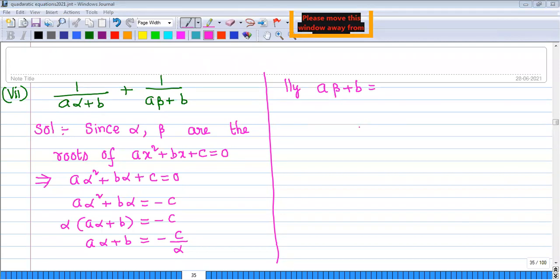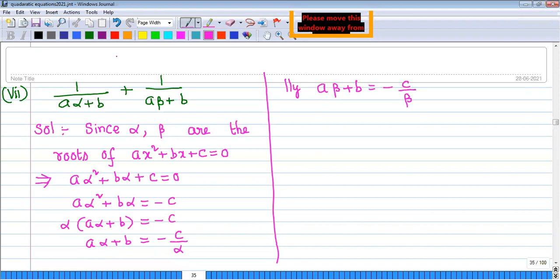Now A beta plus B is equal to minus C by beta, we can write it. Otherwise, actually A beta square plus B beta plus C is equal to 0. Take minus C this side, take beta common, beta into A beta plus B is equal to minus C. Next, A beta plus B is equal to minus C by beta, you will be getting.